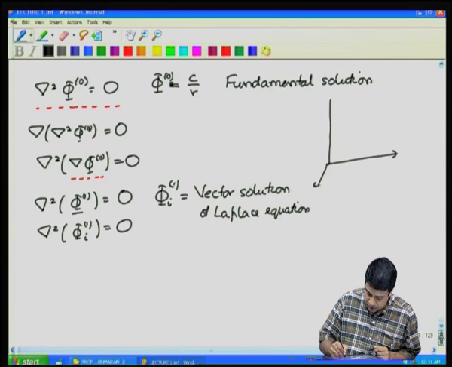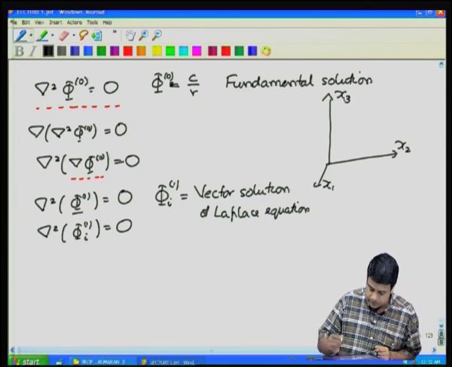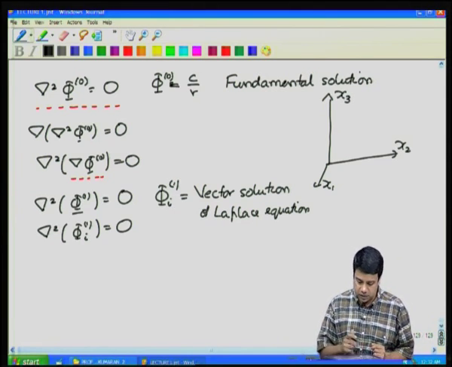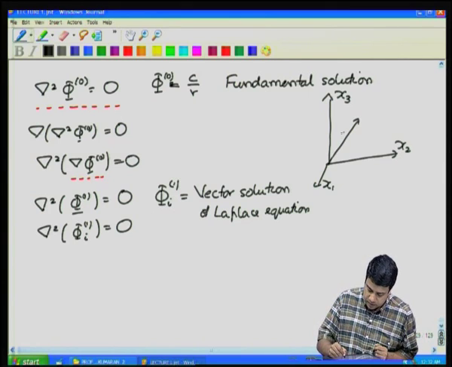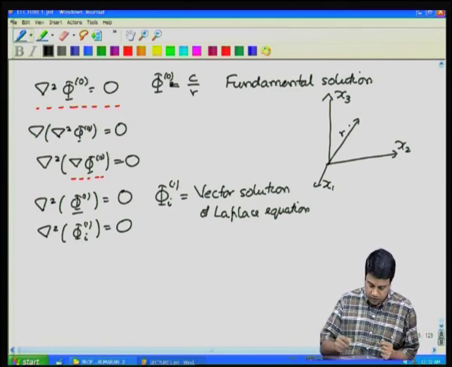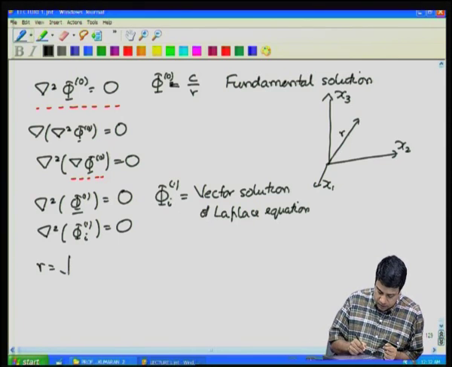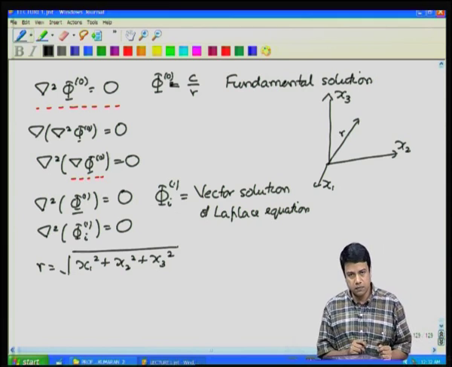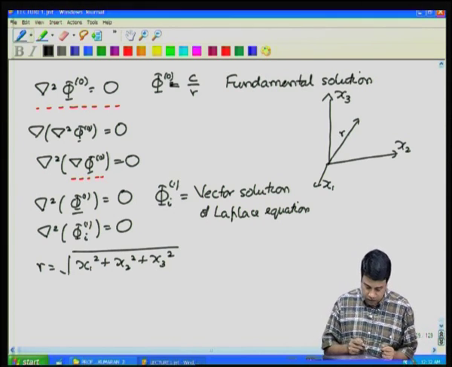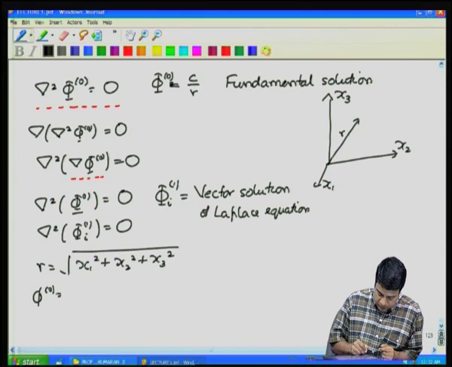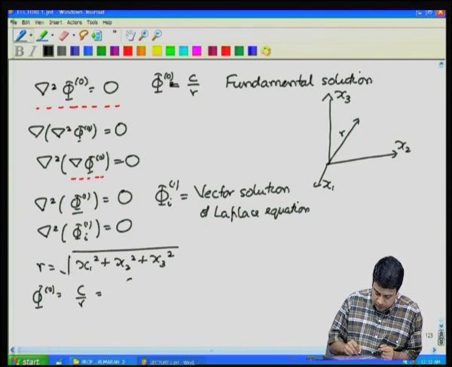The easiest way to take the gradient is in Cartesian coordinates. Okay. This coordinate system, this is r, and we know that in a Cartesian coordinate system, r is equal to the square root of x1 square plus x2 square plus x3 square, and phi naught is equal to c by r, which is c by the square root of x1 square plus x2 square plus x3 square.